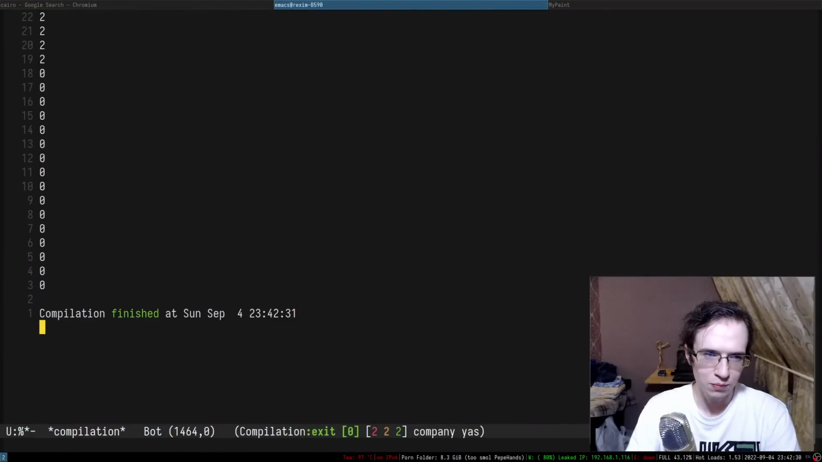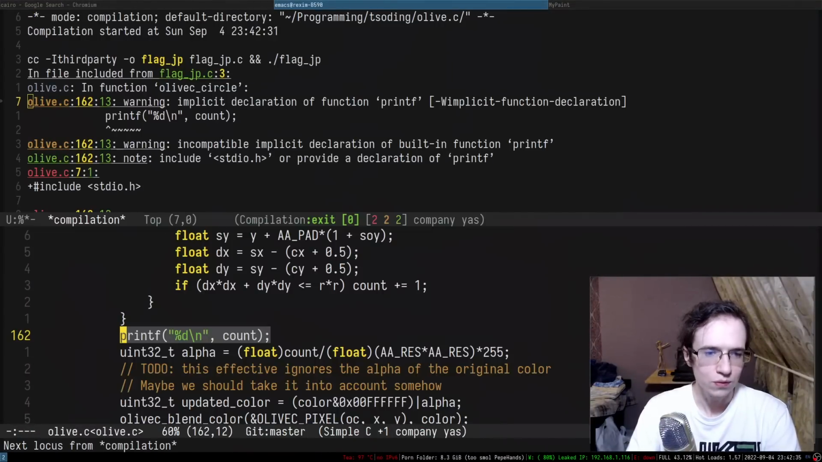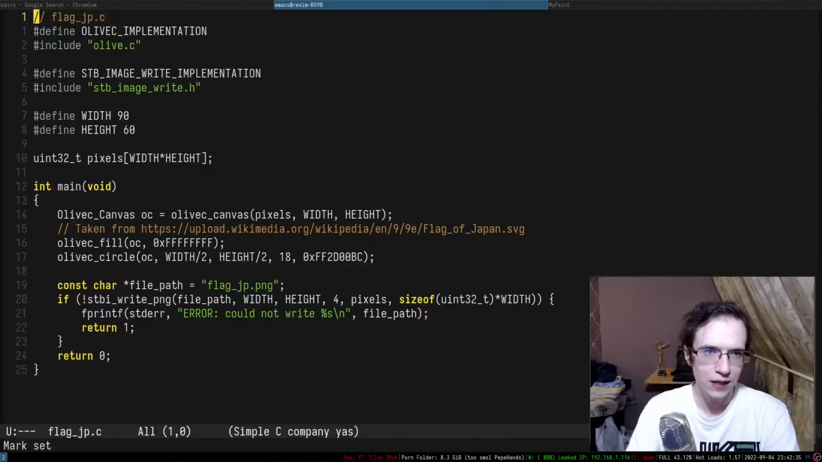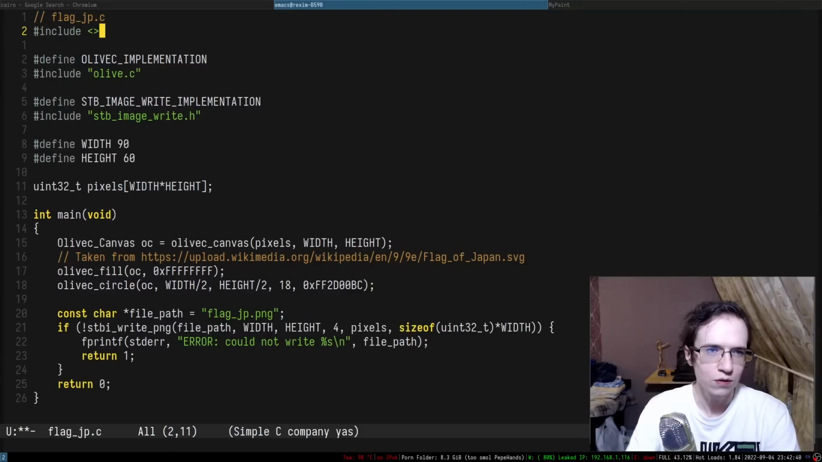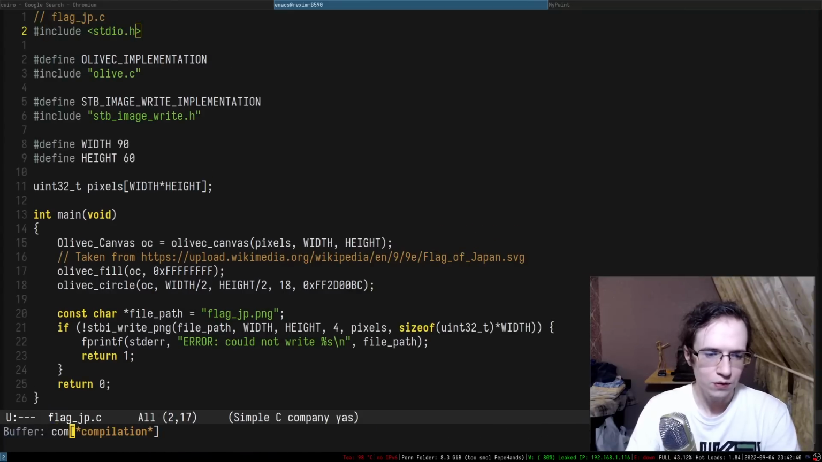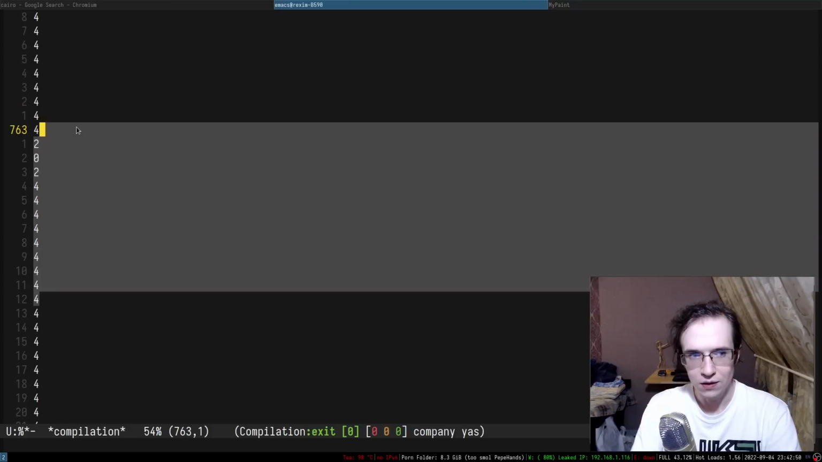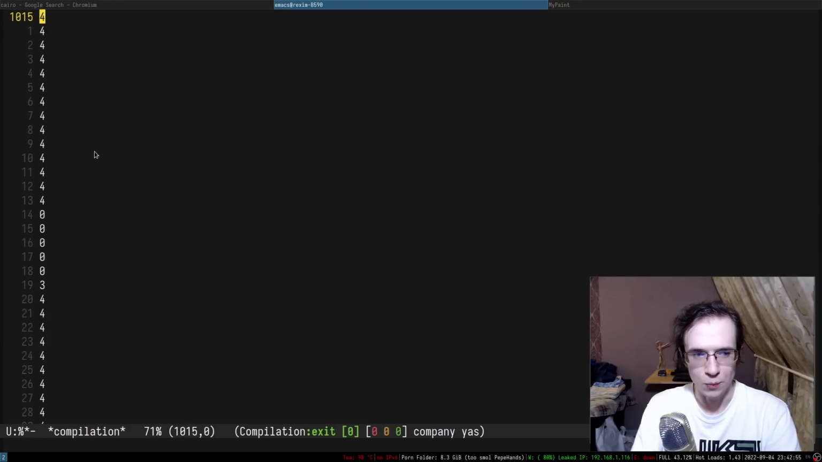And to reduce the amount of spam, I want to do this stuff. So flag Japan C, so let me include stdio, right? So I'm including stdio, and some of them are 2, some of them are 4, right? And yeah, if we take a look at the rows, we can clearly see some sort of pattern. Yeah, that actually works nice.